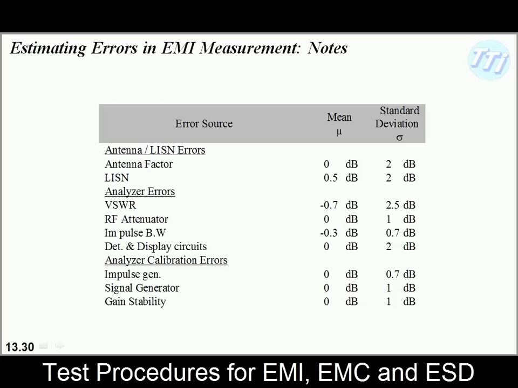Let's see. Let's just pick signal generator. Signal generator. That's down at the bottom, right? And you'll take a look at the source error of the signal generator. You'll notice it says 0 dB. Now, why? Now, how could that be? Well, it says the mean, so.